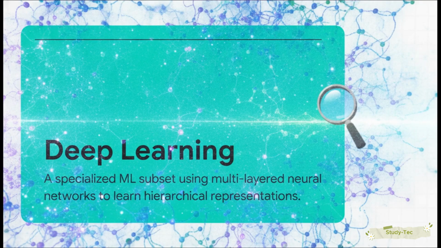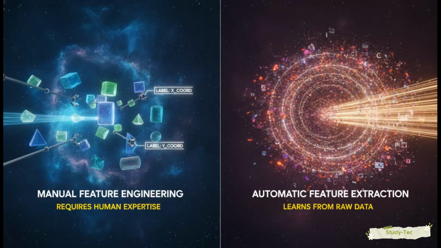And they're arranged in multiple hidden layers to handle massive volumes of completely unstructured information, passing signals deeper and deeper into the network. Now, the absolute core operational difference between machine learning and deep learning, it comes down to something called feature engineering.